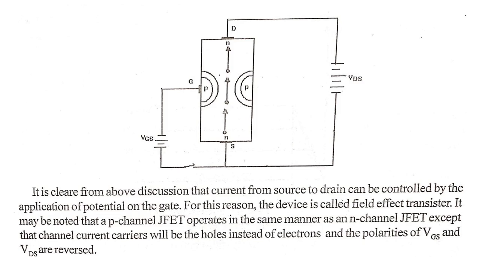ID is the current which is flowing into the drain terminal, and IS is the current which is flowing out of the source terminal, and ID is equal to IS. Now considering VGS equal to 0 and VDS positive, these two PN junctions become reverse biased. Due to this reverse bias, the width of the depletion layer increases.